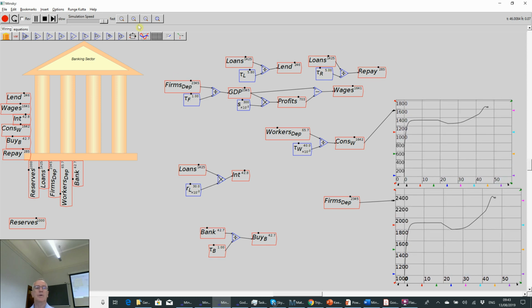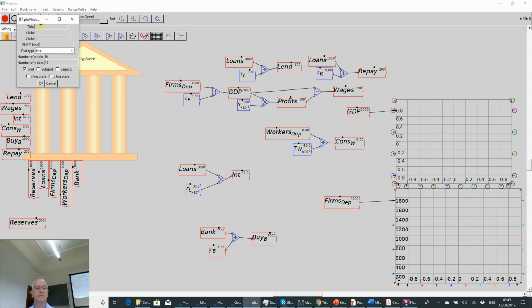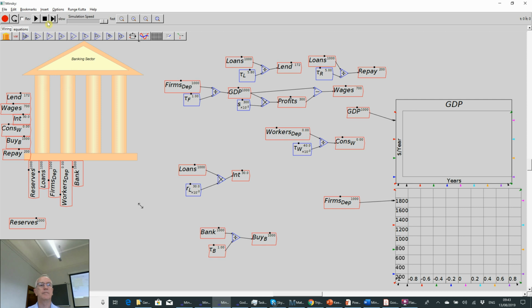So let's just look at GDP. I'll just stop that and just graph GDP. So this is now GDP, which time dimension is years, and the value is dollars per year. And start with lending and repayment at the same level.